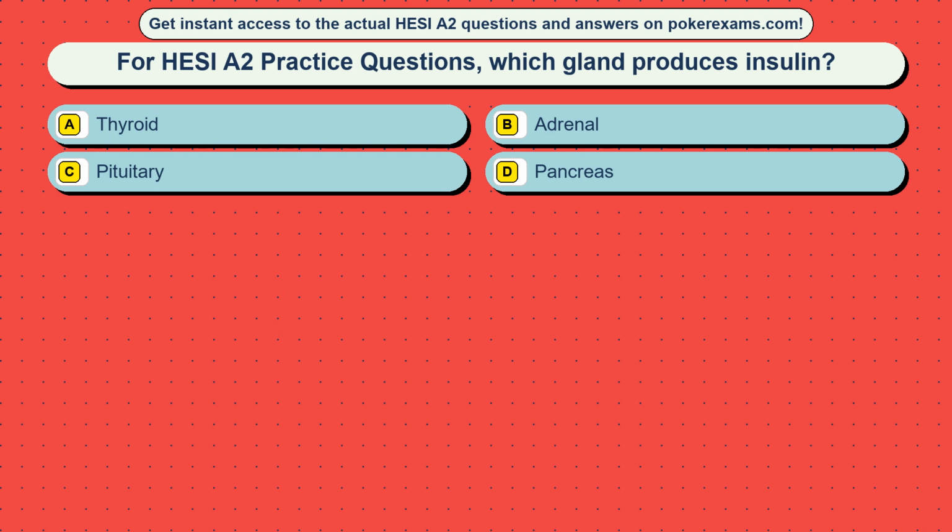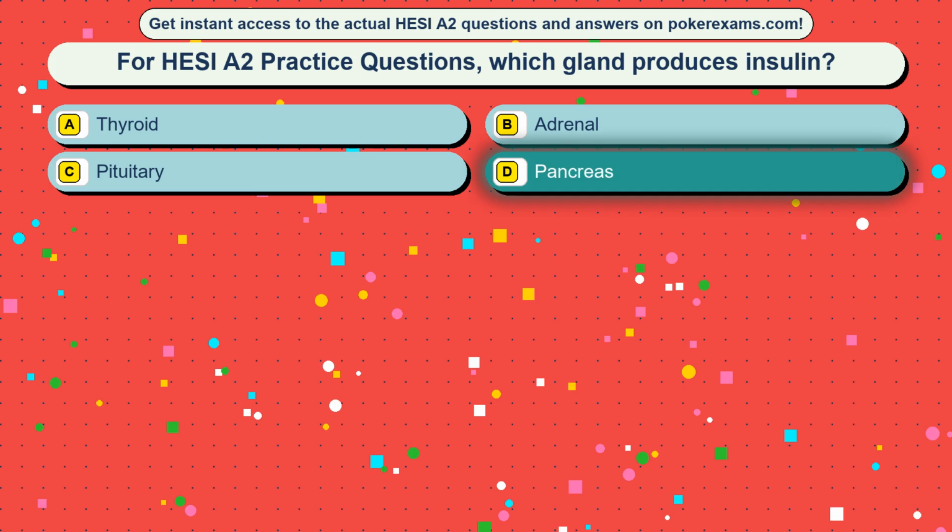Question 22. For HESI A2 practice questions, which gland produces insulin? Option A, thyroid. Option B, adrenal. Option C, pituitary. Option D, pancreas. The correct answer is option D, pancreas.